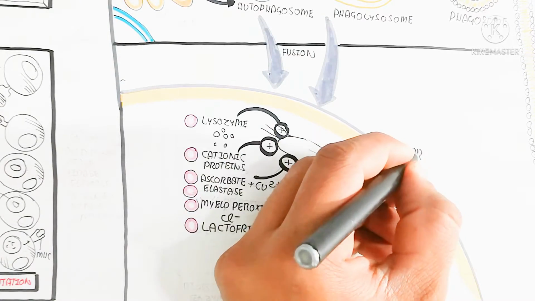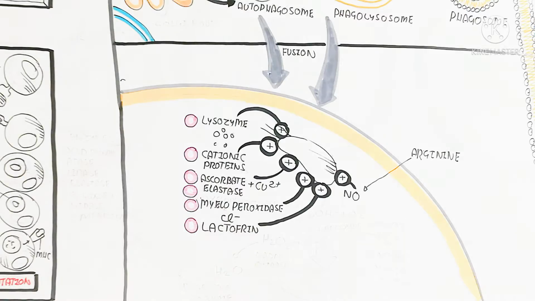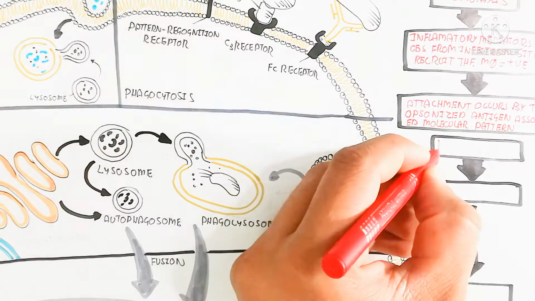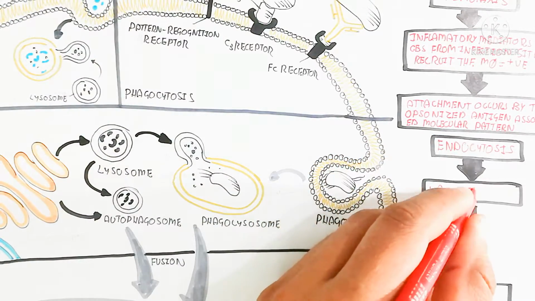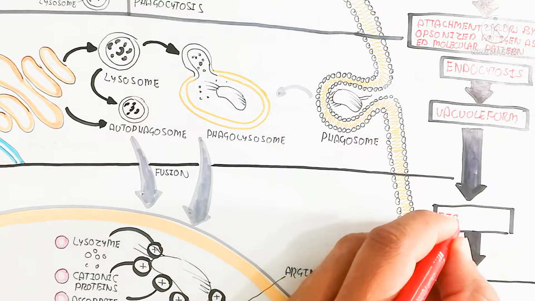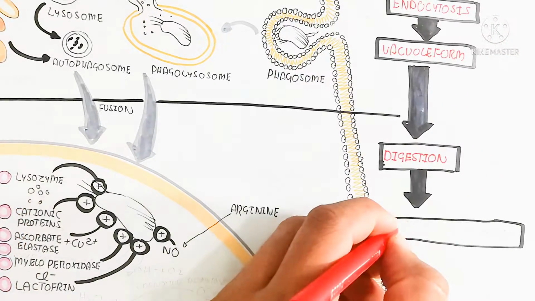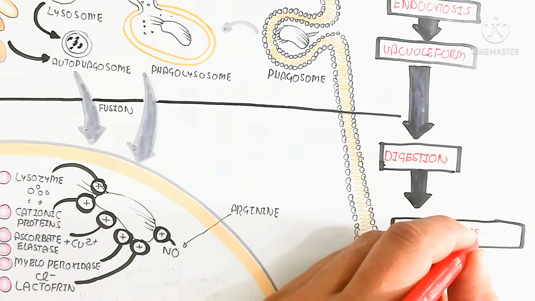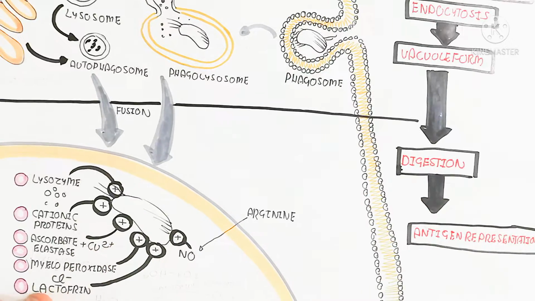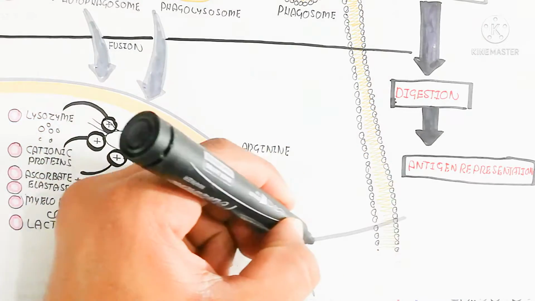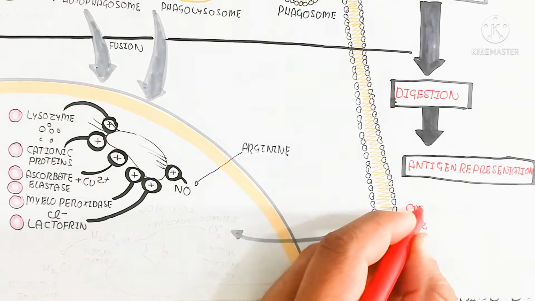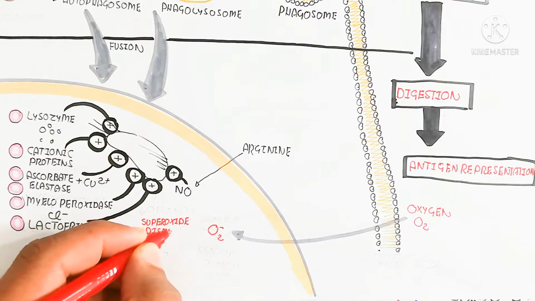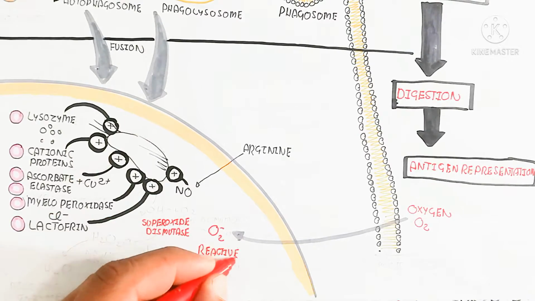On the other hand, one more important thing is the aerobic process. In this way, oxygen will move inside from extracellular to intracellular. So endocytosis will occur, then vacuole formation, and after vacuole formation, digestion to antigen presentation will occur. How the antigen is produced and presented, we will also understand. So let's begin to understand. Here is the oxygen moving inside, and reactive oxygen species formation occurs.